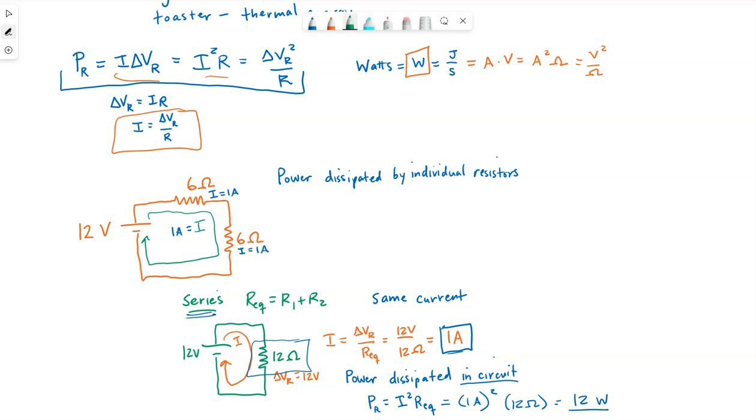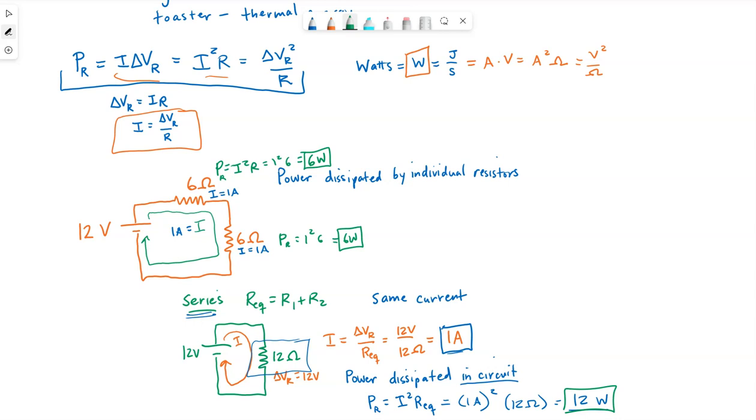So the power, I'm going to just use I squared R again, but I need to use that for these individual resistors. So 6 watts on this top resistor and 6 watts on this bottom resistor, which 6 plus 6 adds up to be the 12. Now in this particular case, they have the same power because they also have the same resistance. So these, if they happened to be light bulbs, they would be equally bright.